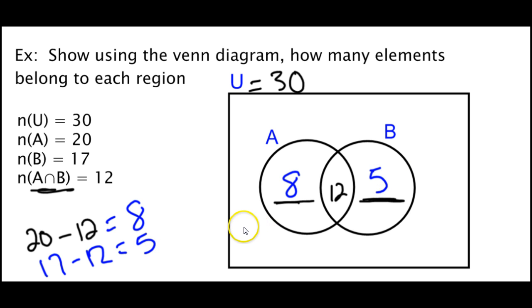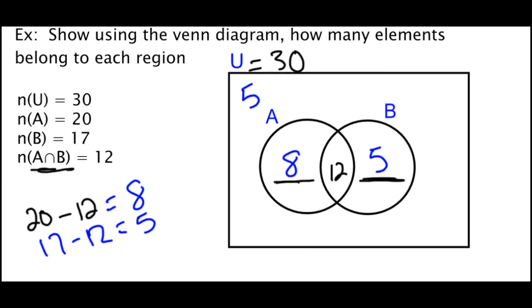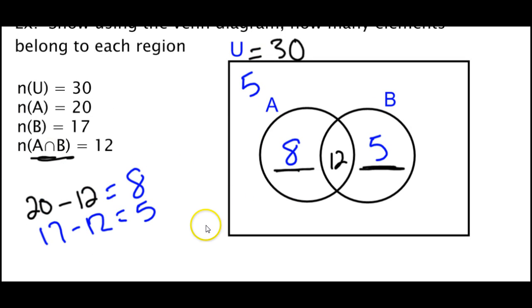Right? If we add up all this, this is 25 right here, right? So we need 5 left over. Because we don't have anywhere else to put them, we're going to put the 5 in the universal set, the outside part, and 5 plus 8 plus 12 plus 5 is equal to 30. Alright? And this is how you start filling out these Venn diagrams. Later on it will get a little bit more complex, so please do the practices, alright?